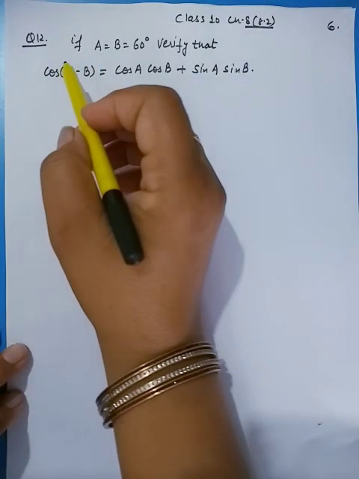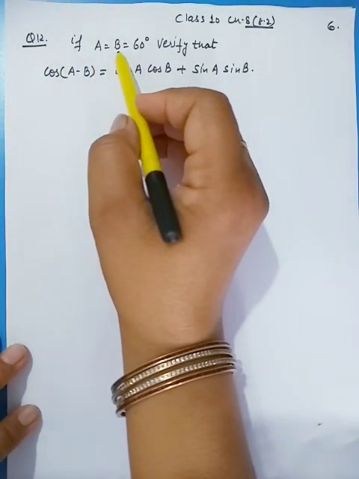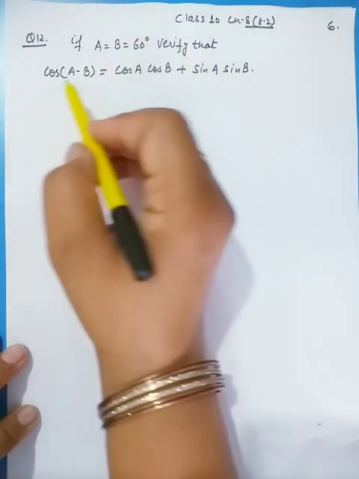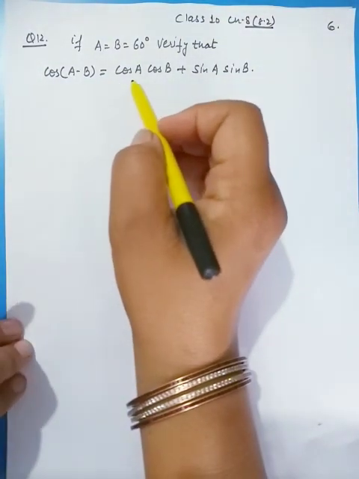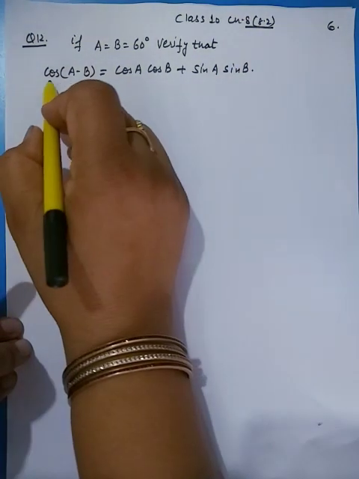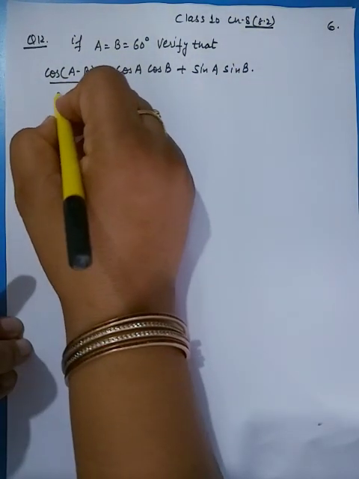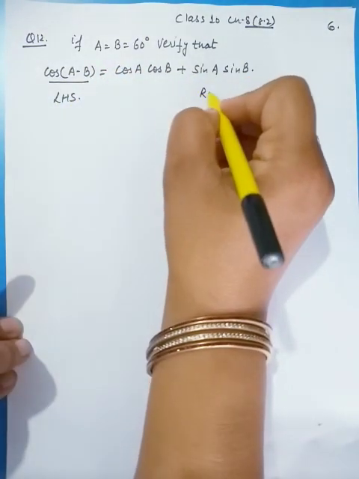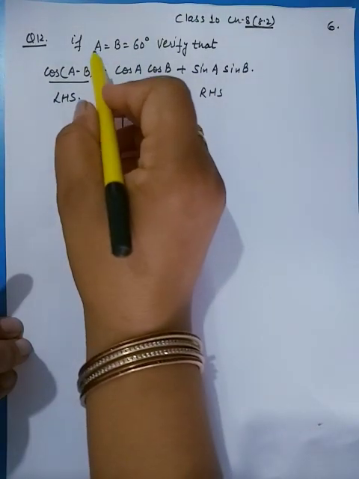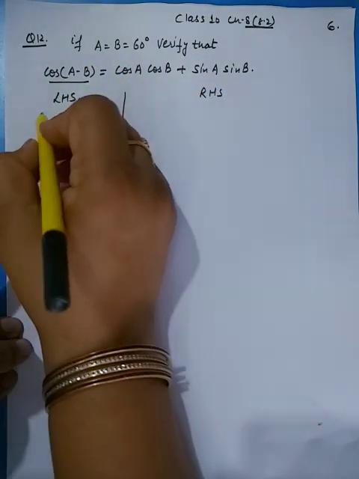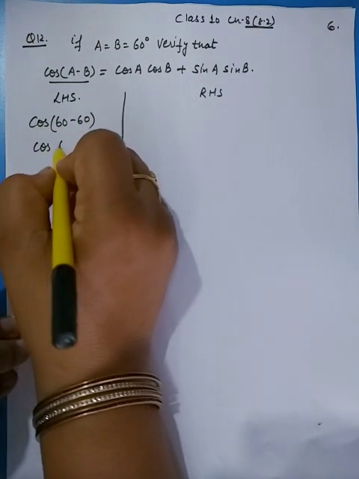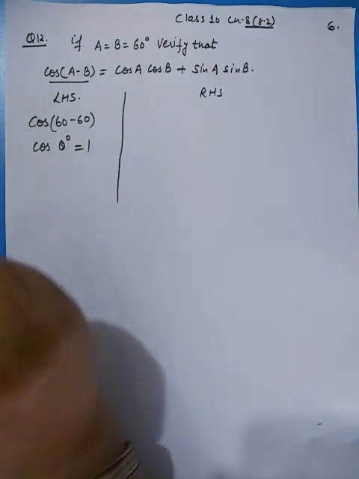Now question number 12. If A is equal to B is equal to 60 degree, meaning both of the angles are equal, and we have to verify cos A minus B is equal to cos A cos B plus sin A sin B. So here we are taking left hand side and right hand side separately and putting A is equal to 60 and B is equal to 60. So we get cos 60 minus 60. This will become cos 0 and cos 0 is 1.